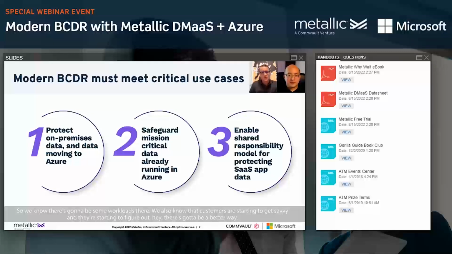We also know that customers are starting to get savvy and they're starting to figure out, hey, there's got to be a better mousetrap out there. And let me see if I can leverage certain workloads in the cloud. And I think that's what makes the Metallic offering so very, very specific.